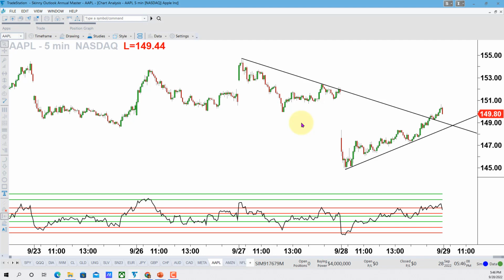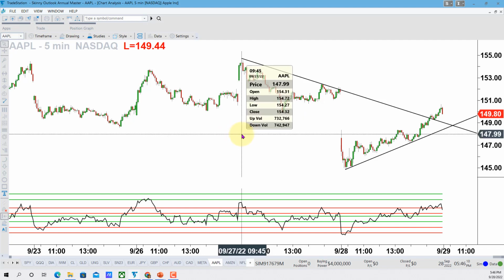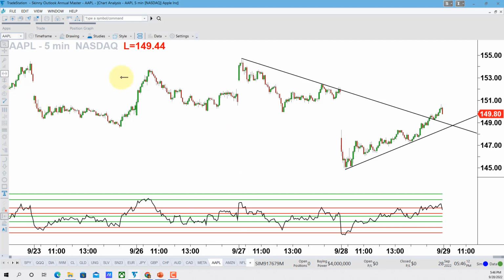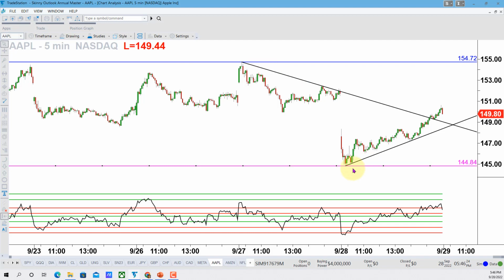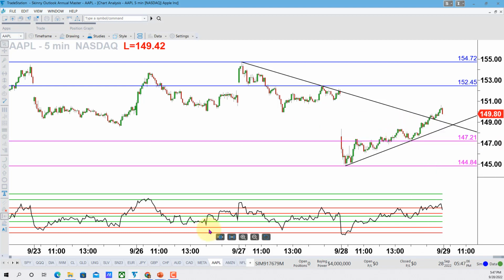So we can see, all right, we had this extreme move, if you will, up at 154.72, extreme on a 5-minute chart. And then we fell to this low. I use blue for resistance and pink for support. And we are now recovering. Along the way, there are other levels here that are important, so I'm going to annotate those. With this in mind, you can see that we have recovered some of the fall from 152.45 and returned to this gap, right?